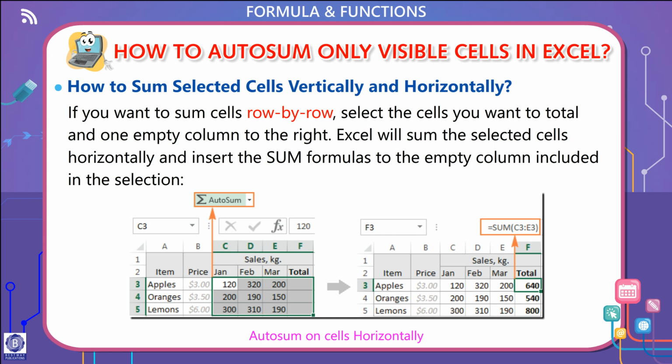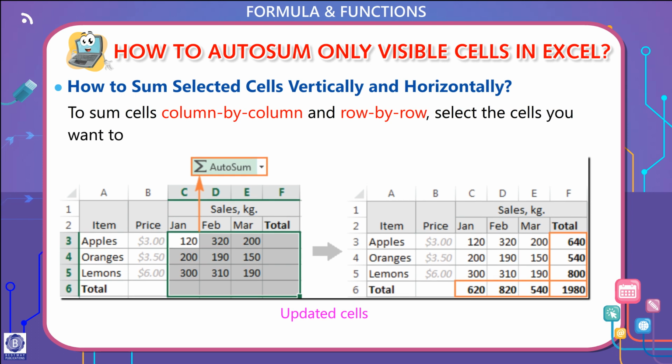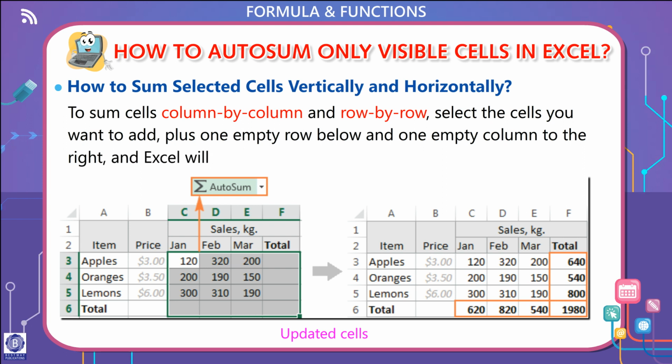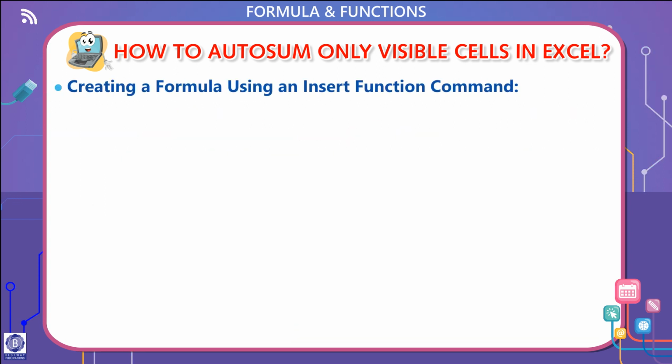To sum cells column by column and row by row, select the cells you want to add plus one empty row below and one empty column to the right, and Excel will total the selected cells vertically and horizontally. Creating a formula using an Insert Function command.